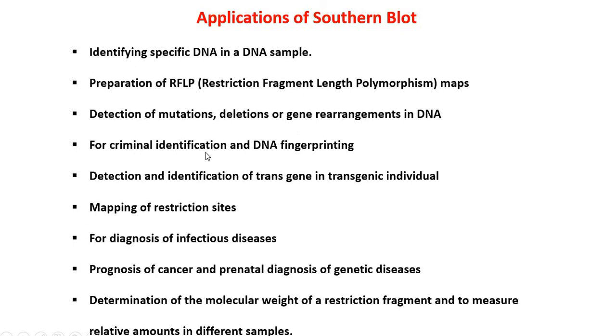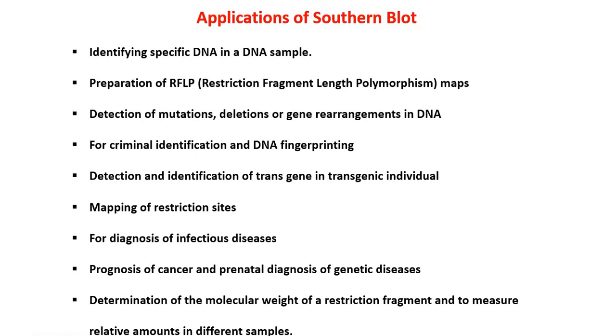In the criminal forensic department, the DNA fingerprinting method uses Southern blotting. Another application is detection and identification of a transgene. In recombinant DNA technology, a gene transferred from one organism to another can be identified through Southern blotting. Next, mapping restriction sites. There are several hundreds of restriction enzymes, and Southern blotting is used to analyze the restriction sites of a particular restriction enzyme. Then, diagnosis of infective disease, viral.